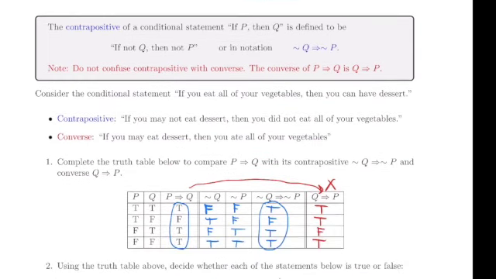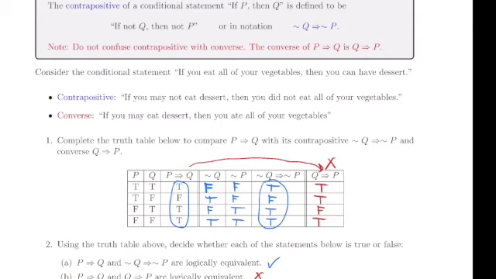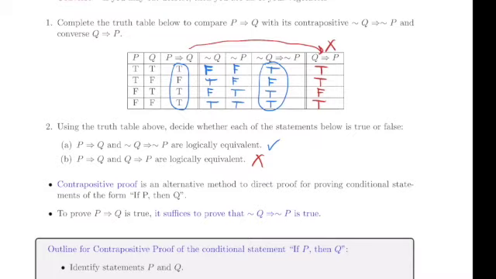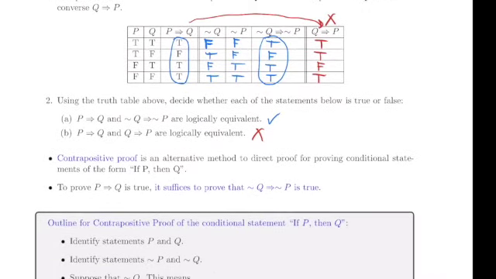If we stick with this example, if you eat all of your vegetables, then you can have dessert. The contrapositive would take Q, which is you can have dessert, and negate it, so you cannot have dessert. If you cannot have dessert, then you did not eat all of your vegetables. Logically speaking, these two statements are equivalent to each other. Whereas the converse is not logically equivalent in this case. There's a truth table to verify the logical equivalence of some of these statements. Any questions about that?